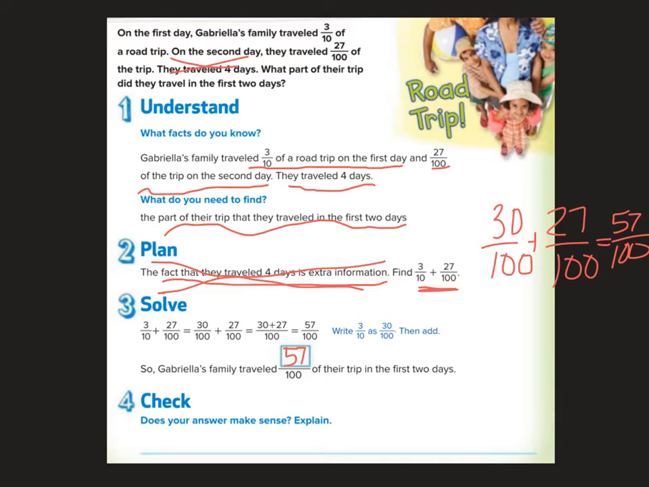Does your answer make sense? And explain. Yes, our answer makes sense, because 30 plus 27 equals 57. And because we got common denominators, definitely it makes sense.